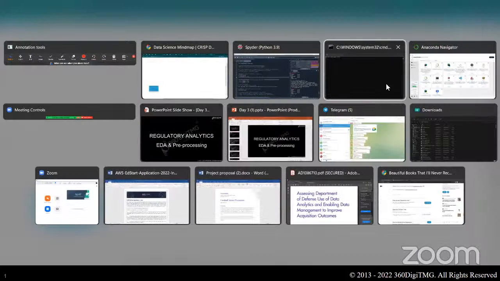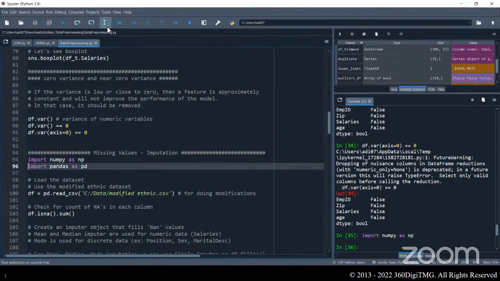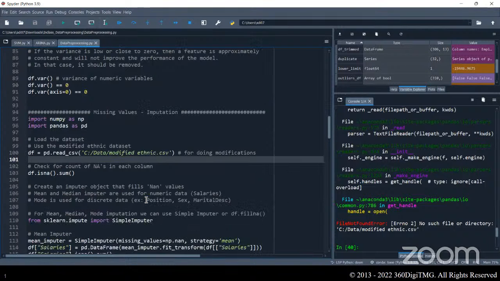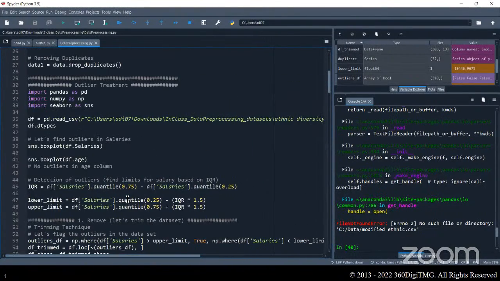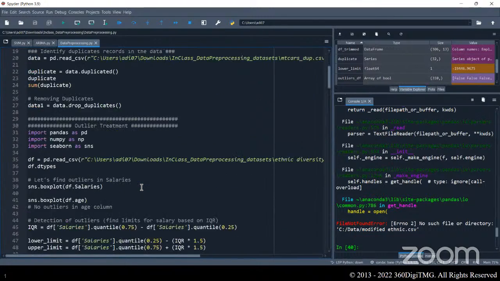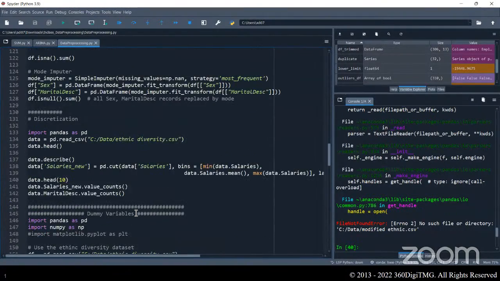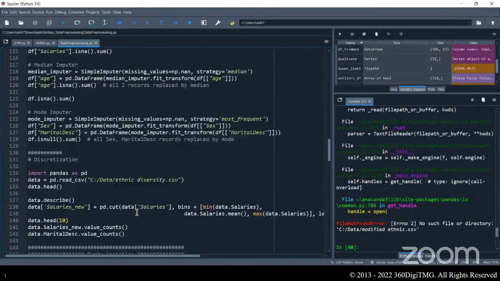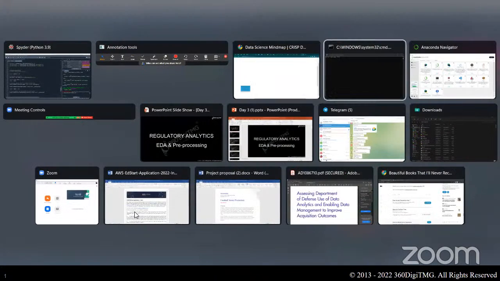Now let's look at how imputation is performed. First we'll check for missing values. Let me just find the data set. Just give me a second.